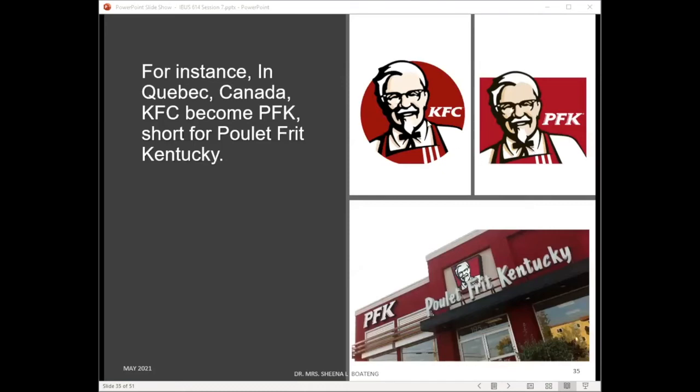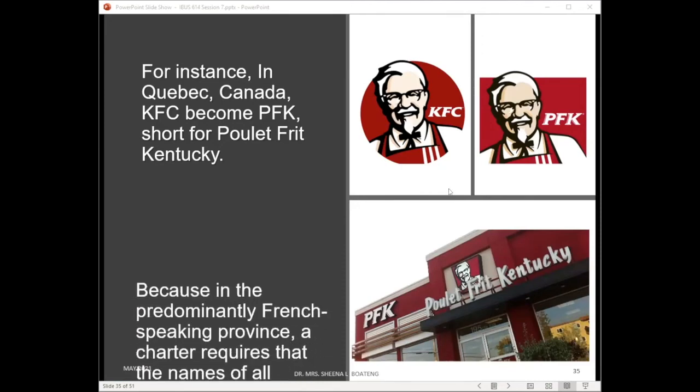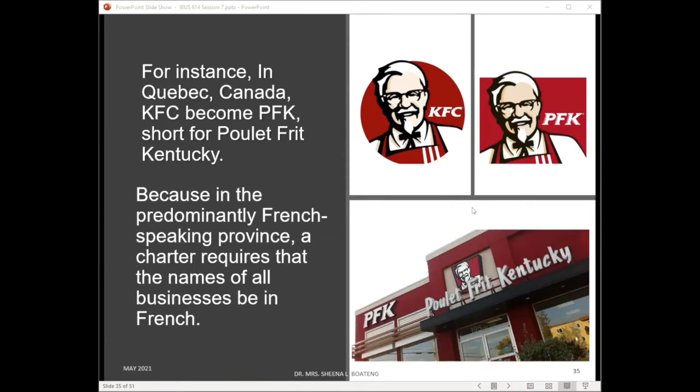So we all know KFC, and KFC is very popular in different parts of the world. However, when it came to a country like Canada, it had to be changed from KFC to PFK. Now, PFK is the French version of Kentucky Fried Chicken. Kentucky Fried Chicken translated into French is Poulet Frit Kentucky. That is because this KFC was being introduced in Quebec, which is a French-speaking province in Canada. And they have rules there that say that because the people there are predominantly French-speaking, the names of all businesses must be translated into French.